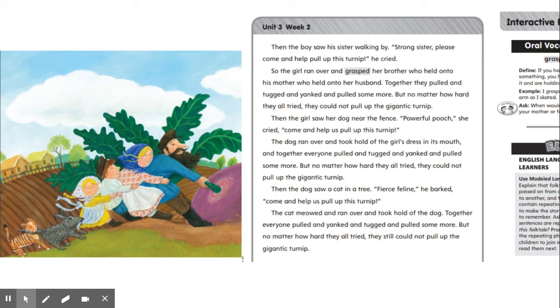Then the dog saw a cat in the tree. "Fierce feline," he barked. "Come and help us pull up this turnip." The cat meowed and ran over and took hold of the dog. Together, everyone pulled and yanked and tugged and pulled some more.